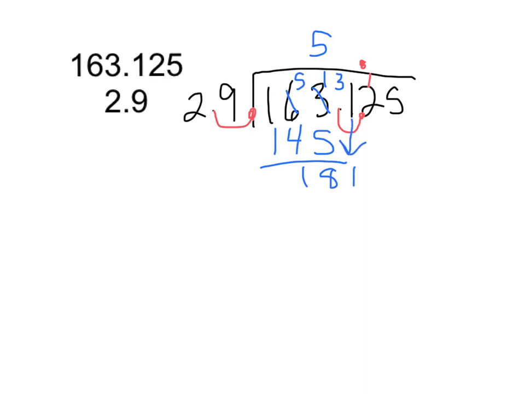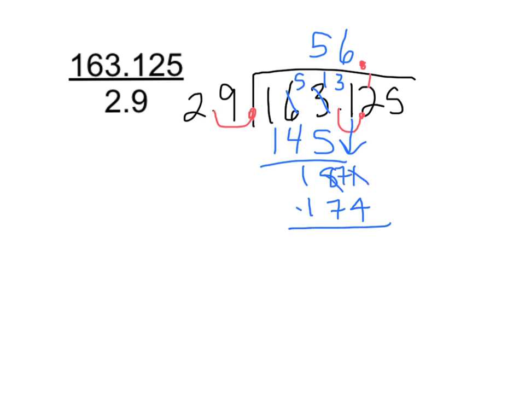Bring down the 1. 181, again, 29 is close to 30. 181 is close to 180. 3 goes into 18 6 times, so we'll try 6. So 6 times 9 is 54. Carry the 5. 6 times 2 is 12, plus 5 is 17. Subtract out. Regroup. 11 minus 4 is 7. 7 minus 7 is 0. 1 minus 1 is 0, so all we have left is 7. So we need to bring down our 2.